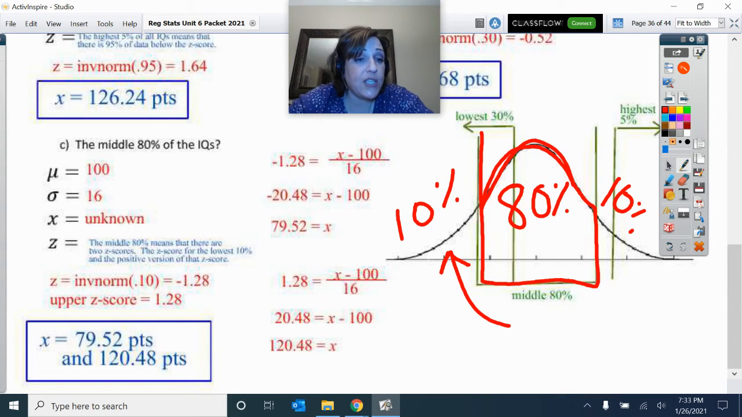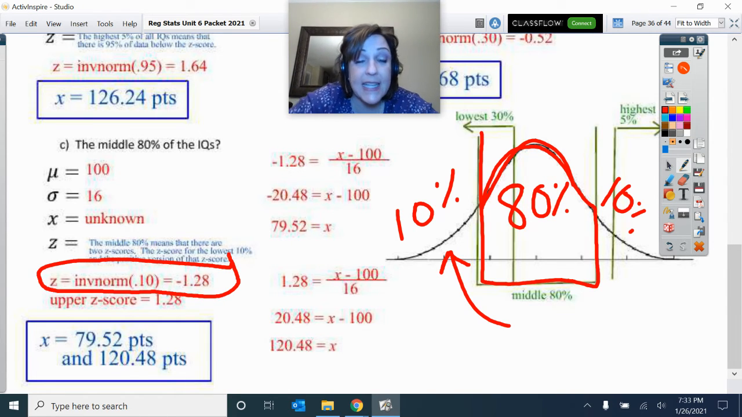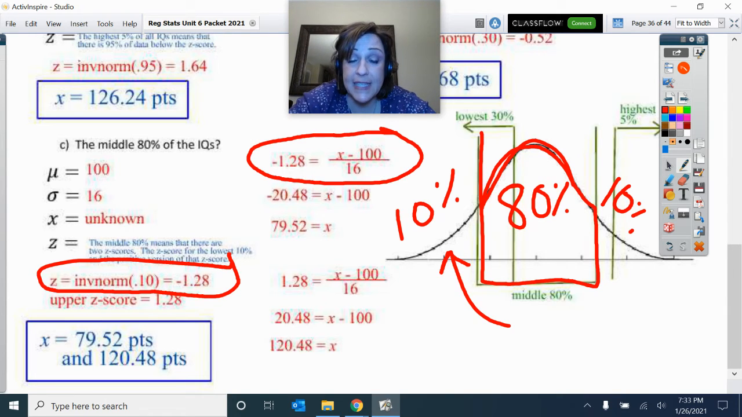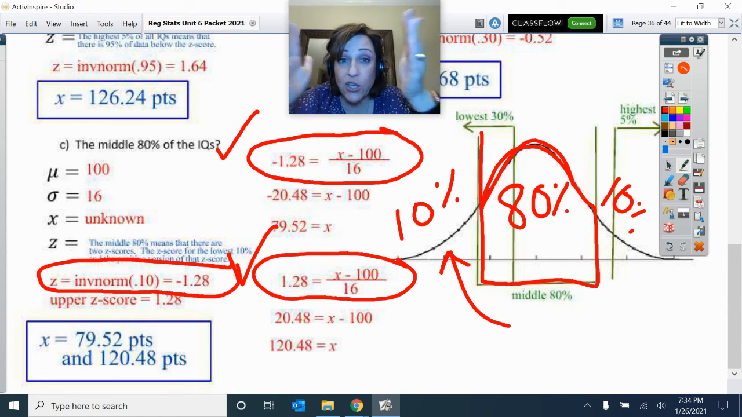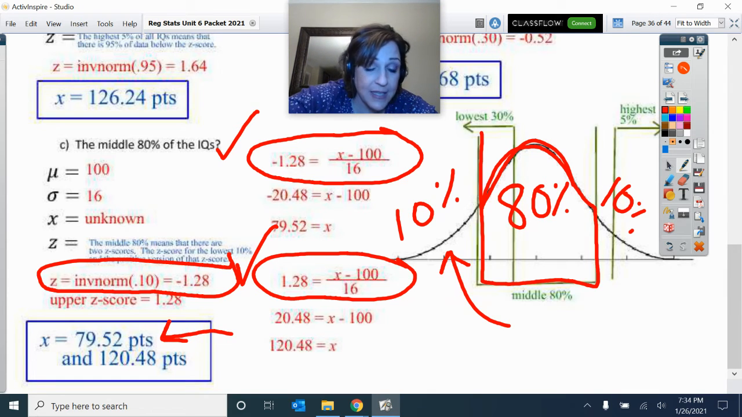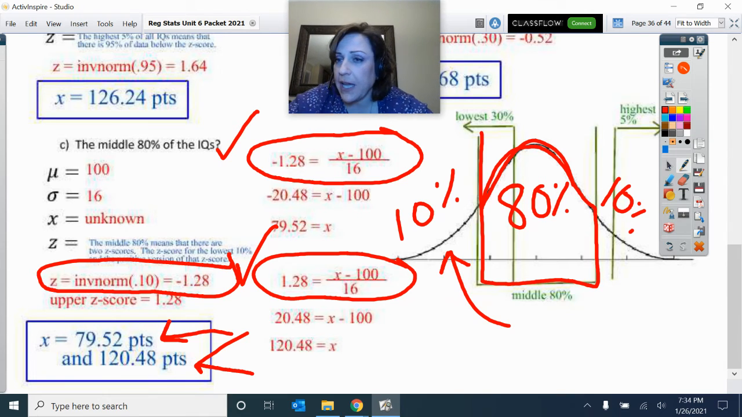So then we do inverse norm of this lowest 10%, 0.10, that's negative 1.28. So solve this problem with a z-score of negative 1.28. And solve this problem with a positive z-score of 1.28. That then gets you your two different values, the IQ. So if you're in the middle 80% of people, you've got between that IQ and this IQ, about 80 to 120. Okay?